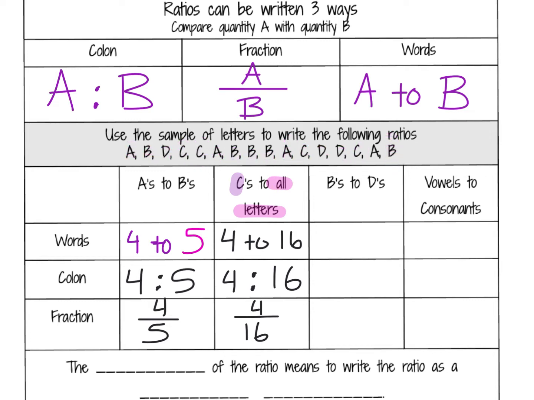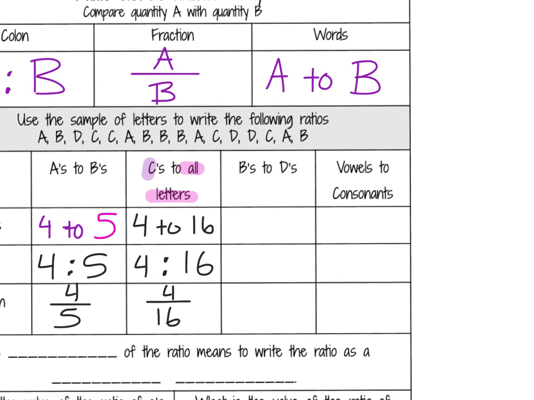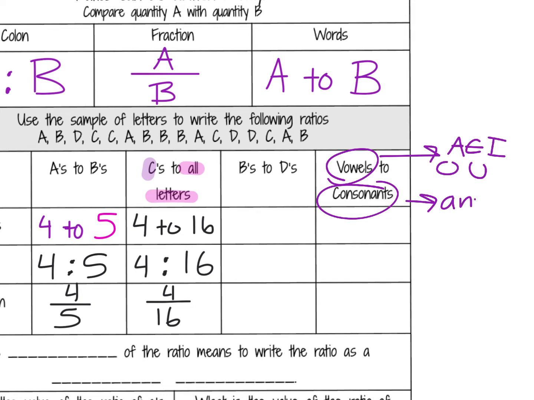Alright, so I want you to pause right here after I explain the instructions, and I want you to fill out these two columns on your own. Vowels are A, E, I, O, and U, and a consonant is anything else. Okay, so try to find those ratios on your own. Go ahead and pause.